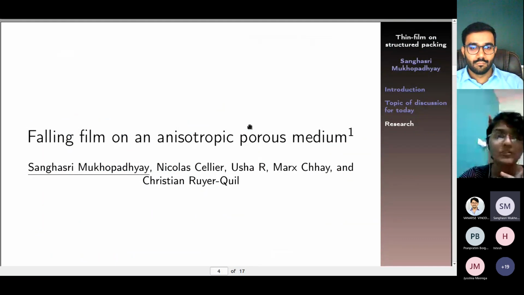The one is called thin film on anisotropic porous medium. Why have we taken anisotropic? Because of the orientation of the packing structures, the permeability differs from one direction to another direction. That's why we call this porous medium an anisotropic porous medium.